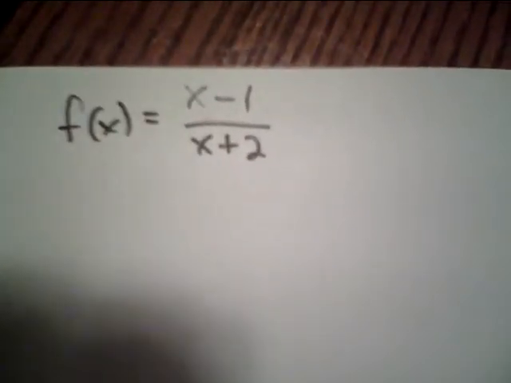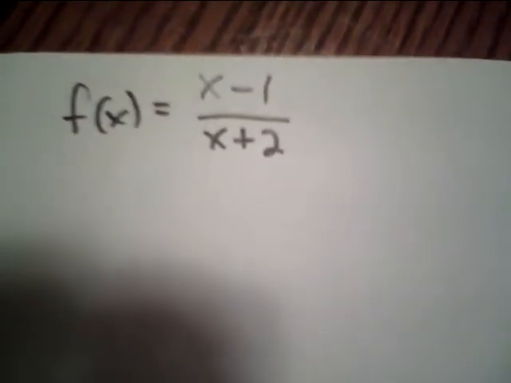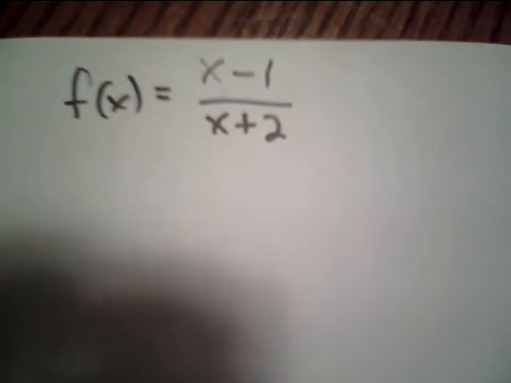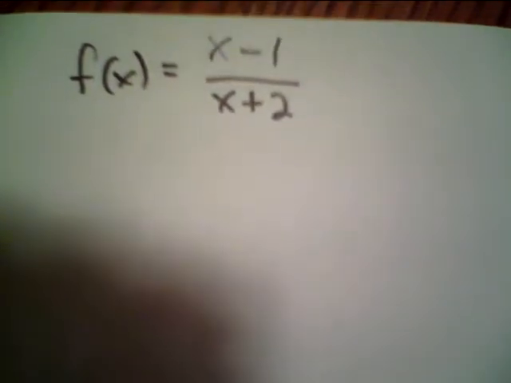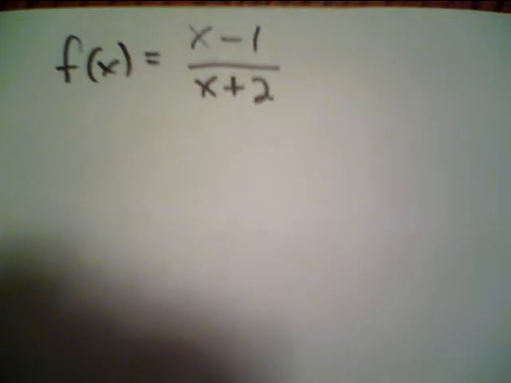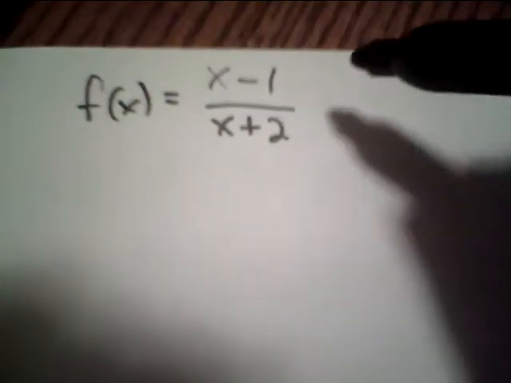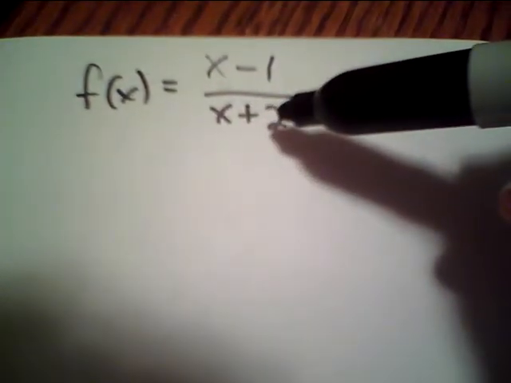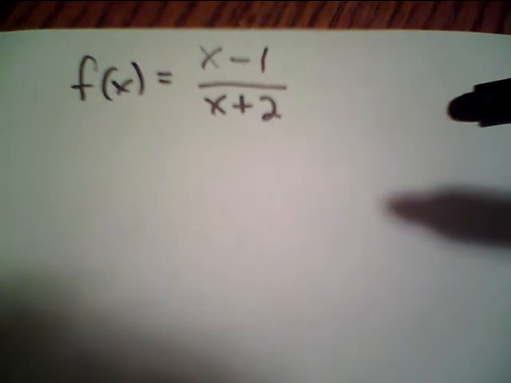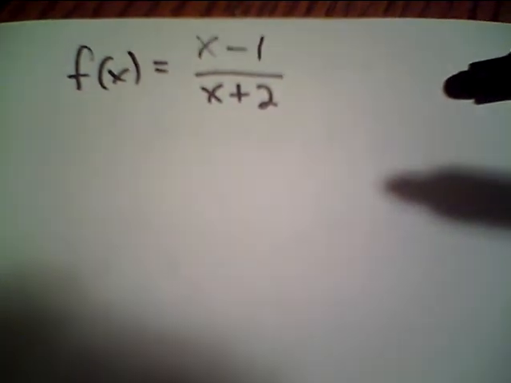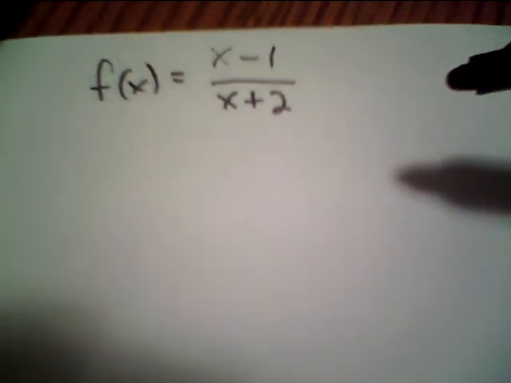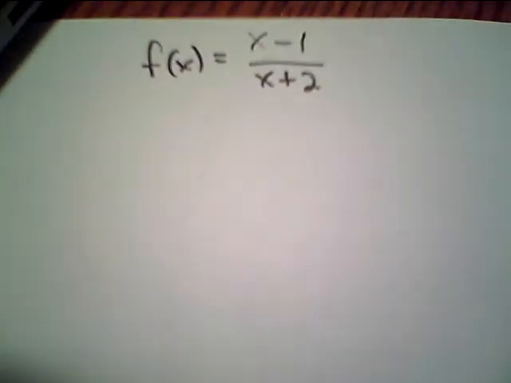Okay, hello Calc students. Here we have a rational function, and we're going to use first and second derivative tests on this function. Now the thing I want you to notice right away is we're going to have some problems here at x equals minus 2, and we're going to have a vertical asymptote there. So that's going to show up in our analysis, you'll see, when we start taking derivatives and look at our derivative tests.